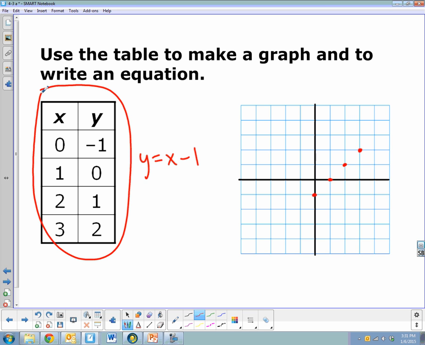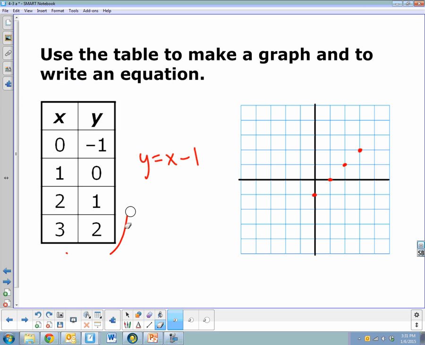Because we have this equation, we can say, well, what happens if x is 1.5? Well, 1.5 minus 1 would be a half. So if x is 1.5, the y value would be a half. So there is a point halfway between. If x was a fourth, a fourth minus 1 would be negative 3/4. So a fourth would be negative 3/4. It would be right about there.